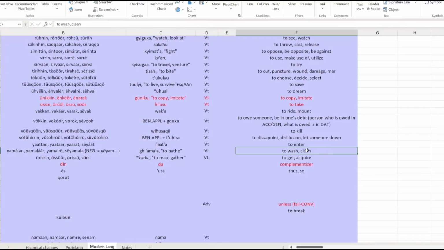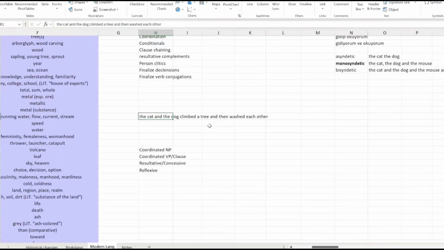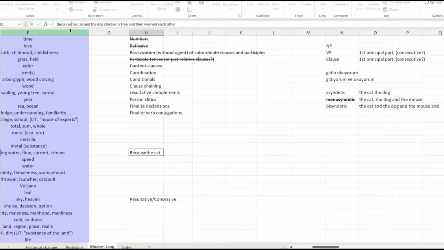Because that's one of those unaccusative verbs that's kind of inherently reflexive-y. So the cat and the dog climbed a tree and then washed each other. Got a coordinated noun phrase and a coordinated verb phrase, and we've got a reciprocal, so we just need a resultative or a concessive, or both. How about because they were friends?